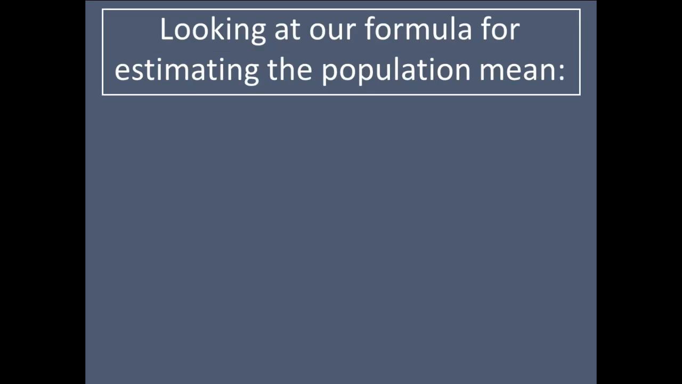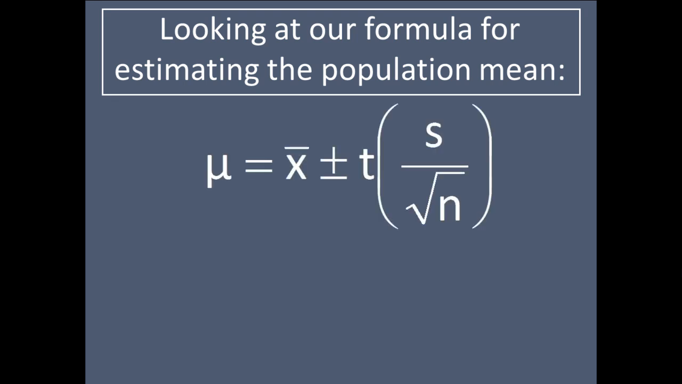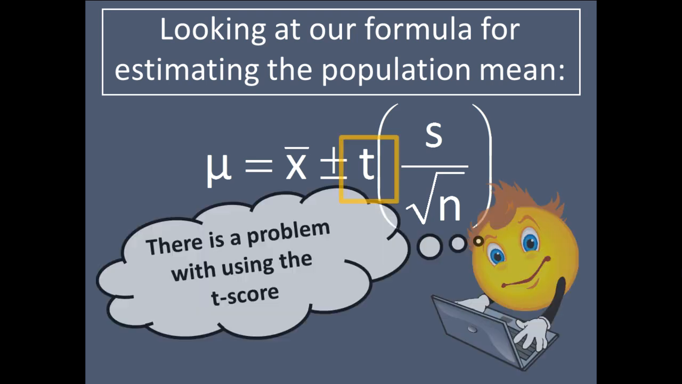To figure out the formula for our sample size, it really comes from the formula to estimate the population mean, our confidence interval formula. If we look at this formula, there is actually one adjustment we're going to have to make. We are going to use the bits and pieces of this formula and rearrange them to solve for our sample size formula. But if we think about it, one of the values in this formula will actually not work for us. And that value is the t-score.